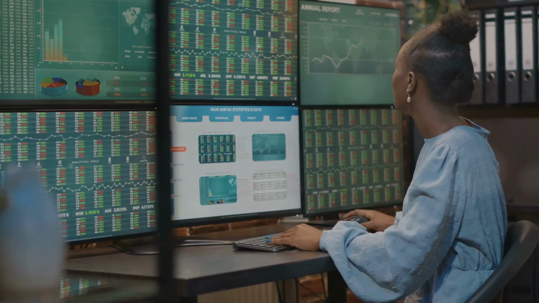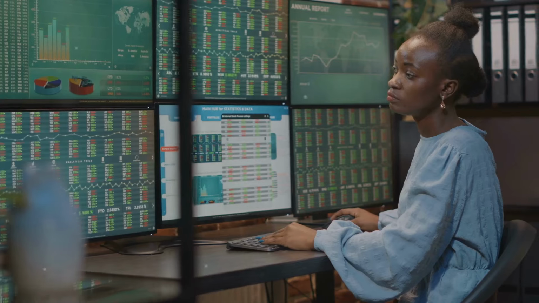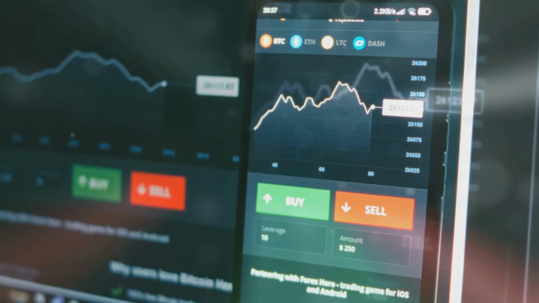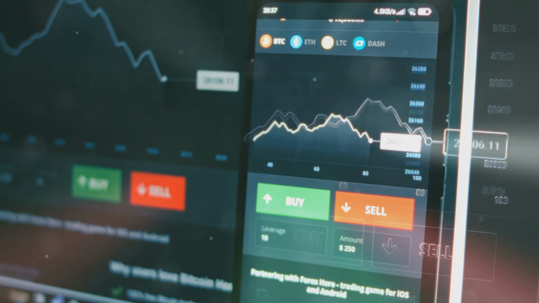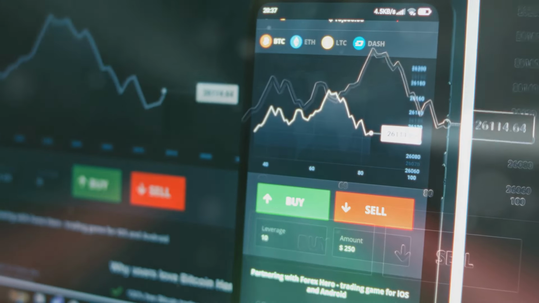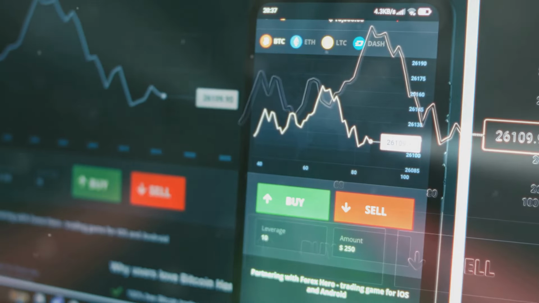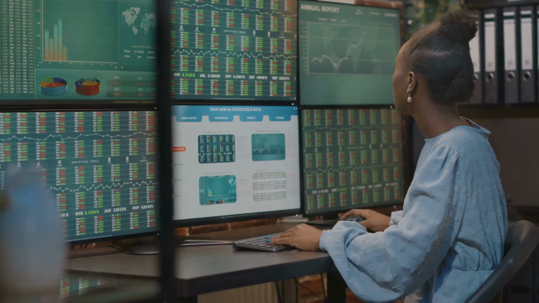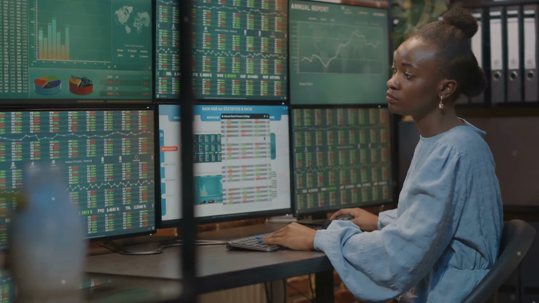Scenario 2: 1-to-500 leverage, 0.005 lot size. Here, with an account balance of $10 and leverage of 1-to-500, the lot size would be 0.005 or 500 units of currency. With this setup, a 10 pip move in your favor would yield a 50-cent profit. Conversely, a 10 pip move against you would result in a 50-cent loss.